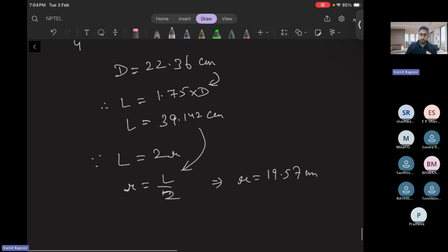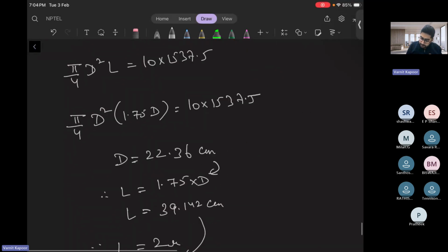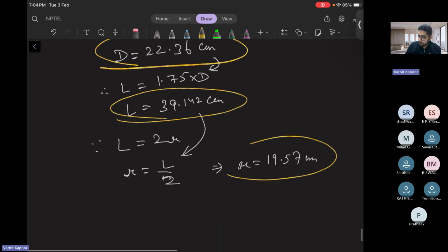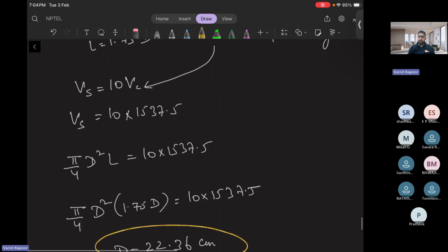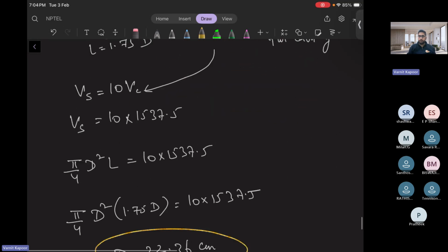So the second part is also over. We found out the diameter, the length, and the crank radius. All these three values we got. We got the efficiency as well, from the first part.